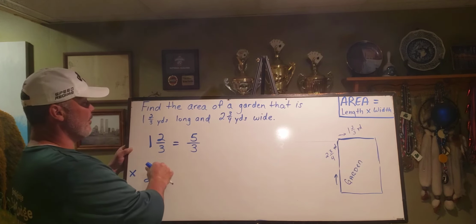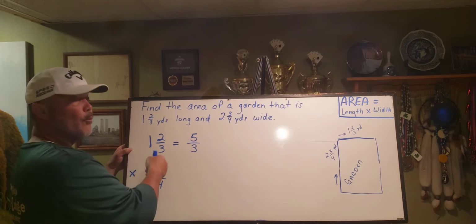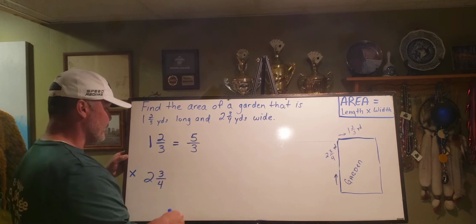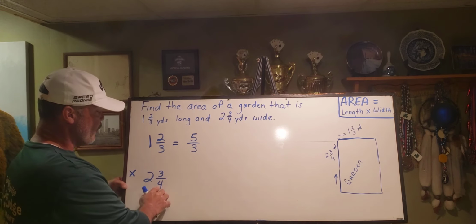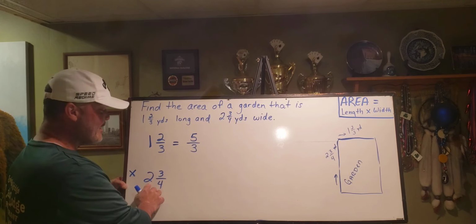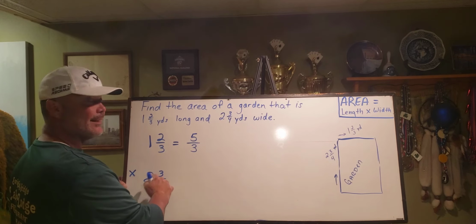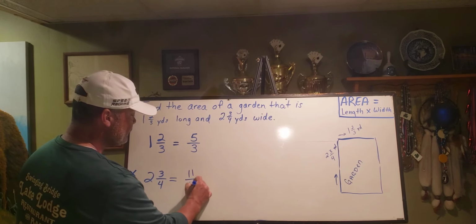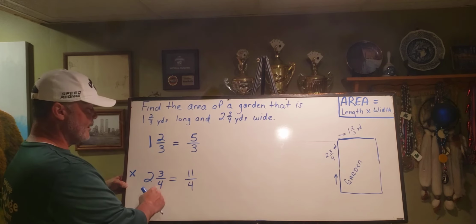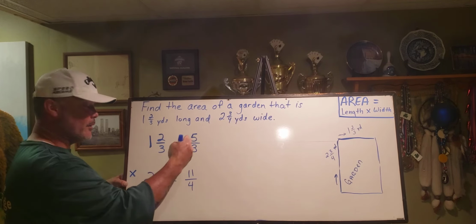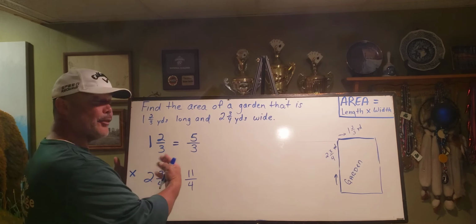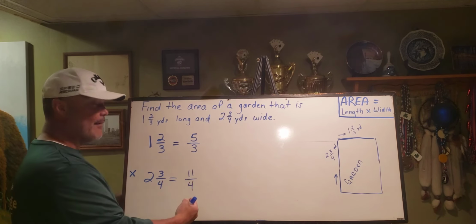What I'm really saying there is that I have 1 whole, which is 3/3, and I'm going to add 2/3 to it. That's 5/3. Here, I have 4 times 2, which is 8, plus 3/4 is 11/4. Or I can say I have 4/4 plus 4/4, giving me 8/4, representing my 2, and then adding 3/4 to that, still giving me 11/4.